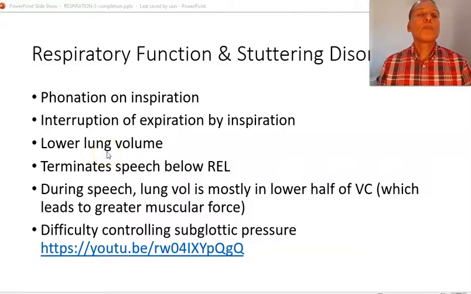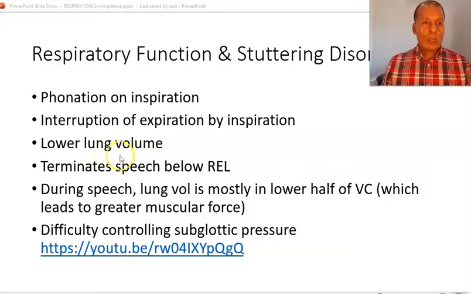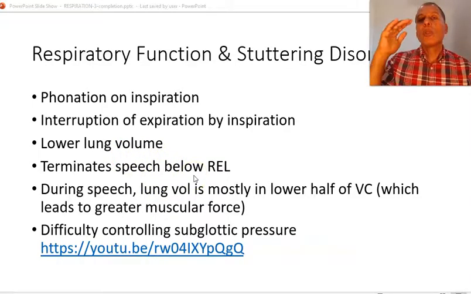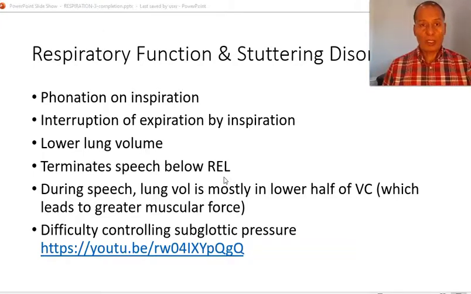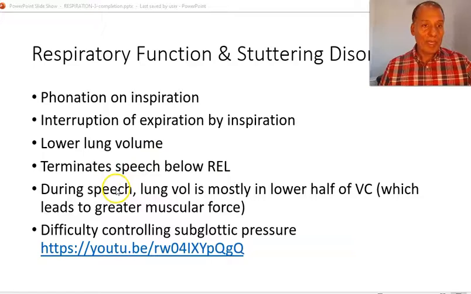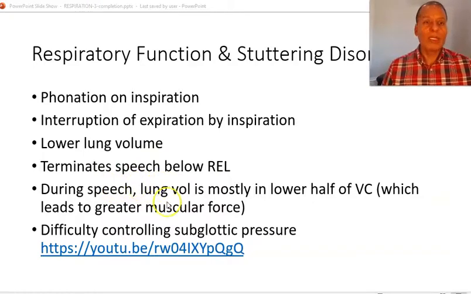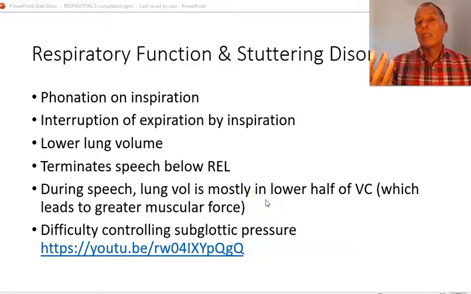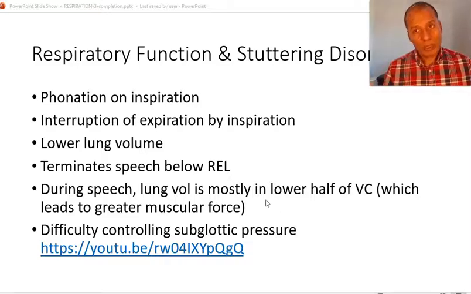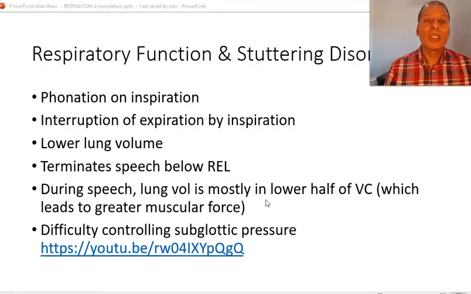The volume will sometimes be low, and the person might terminate speech below the resting expiratory level. That means they have to put more pressure, they have to deploy more accessory muscle activity. And that's from the beginning towards the end. So when speaking, lung volume is mostly in the lower half of the vital capacity. Again, that means they need to put more muscular force. That increases the tension that they have.